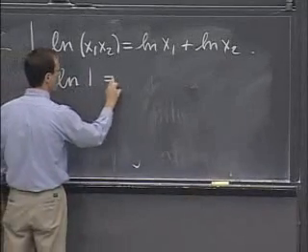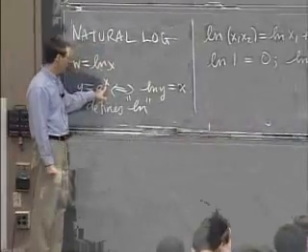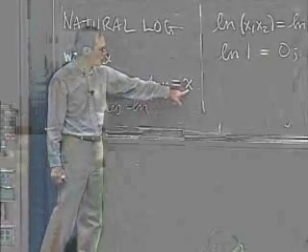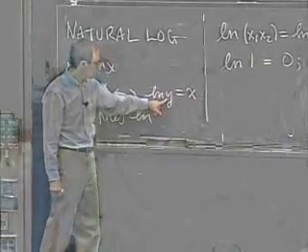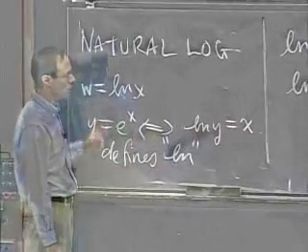One is that the logarithm of 1 is 0. A second is that the logarithm of e is 1. All right? So these correspond to the inverse relationships here. If I plug in x equals 0 and x equals 1, I get the corresponding numbers here, y equals 1 and y equals e.